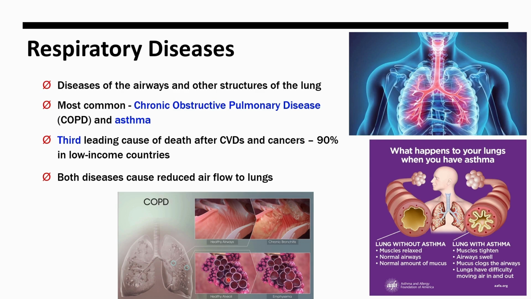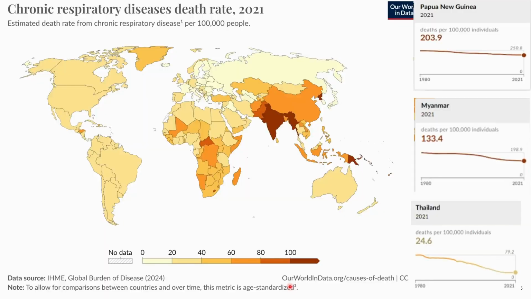This is the normal condition. This is the swollen condition where you have the disease. If you look at this map, this is the death rate caused by chronic respiratory disorders in 2021, per 100,000 people. You can see the highest records are from India and Papua New Guinea.